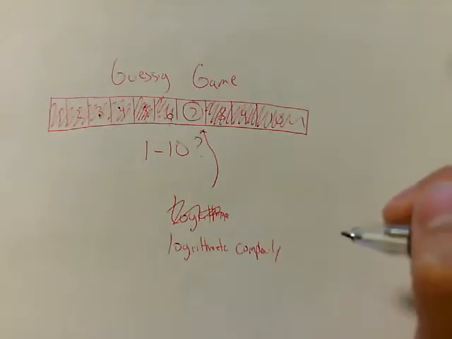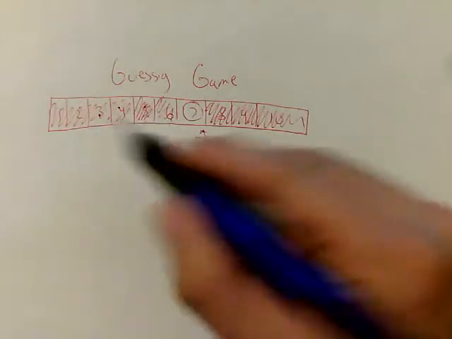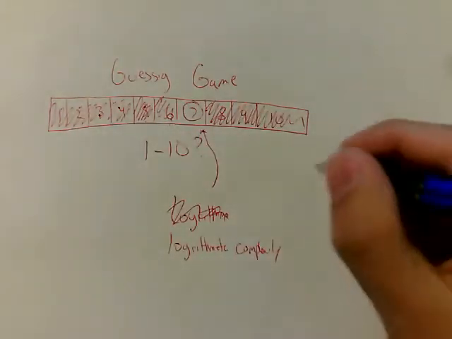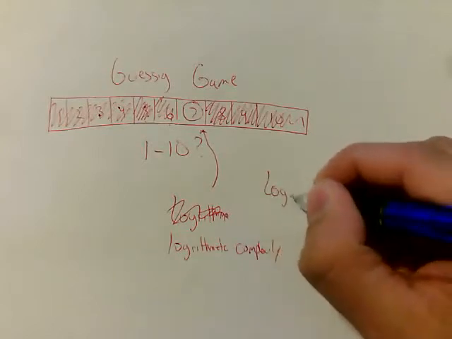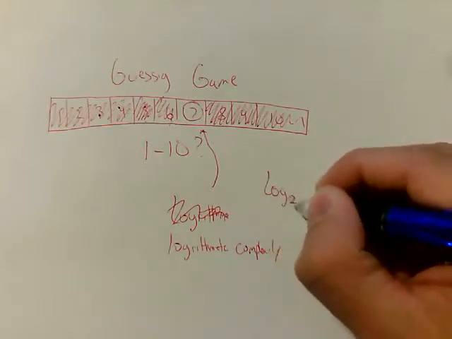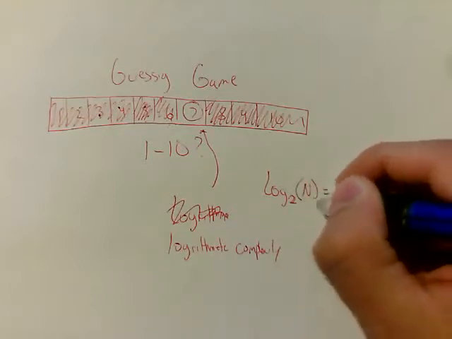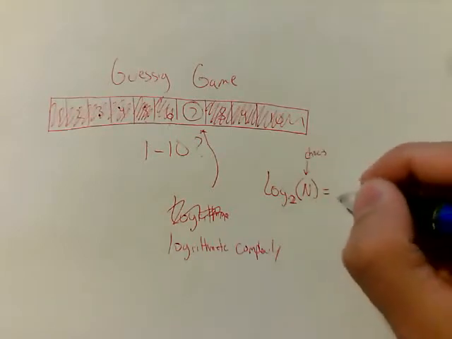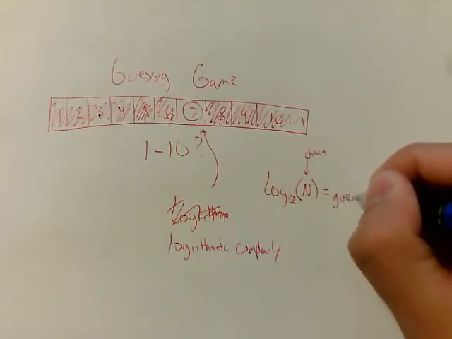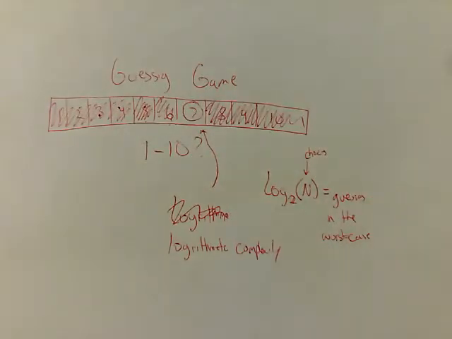Okay? So with logarithmic complexity, the idea is we can get rid of half of the choices each guess. And that'll tell us how many guesses we have. So log base 2, or in binary, of the number of choices we have here, will give us the number of guesses in the worst case.